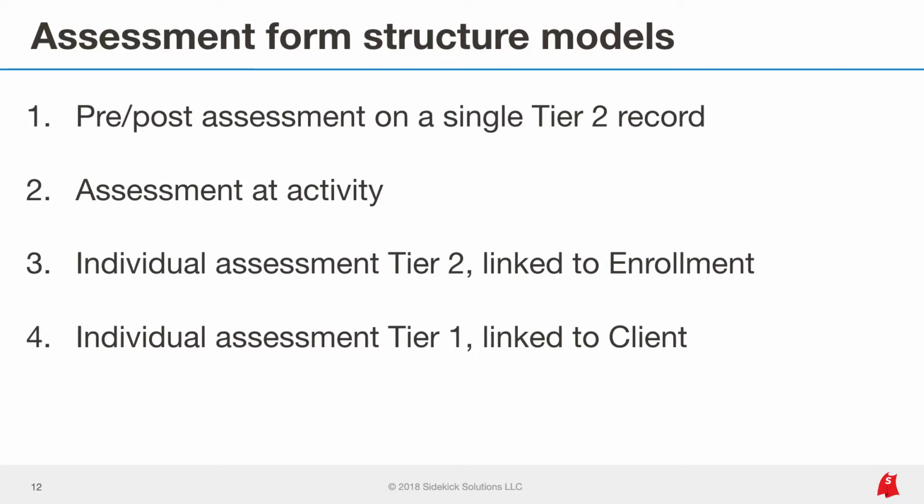Fourth is to track an individual assessment on a Tier 1 instead of a Tier 2, and this assessment would be linked to the client profile and also optionally to the enrollment, again, so that you can associate program engagement data with that assessment in a report. So let's dive into each of these one at a time.